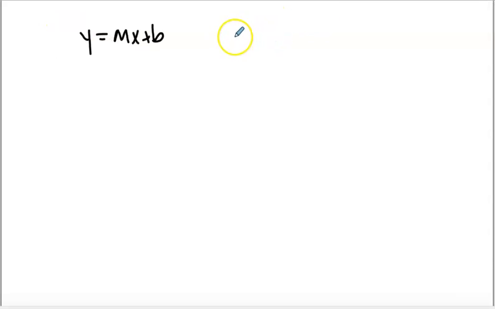Alright, good morning everybody. I want to talk about just some basics of the exponential functions that we're coming into. So far we had y equals mx plus b. This is my linear function. Then we came across the absolute value function, which is y equals a times the absolute value of x minus h, plus k. This was my absolute value function.